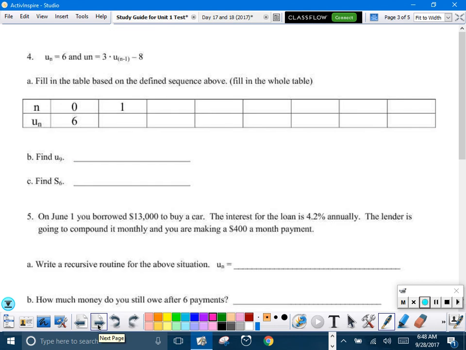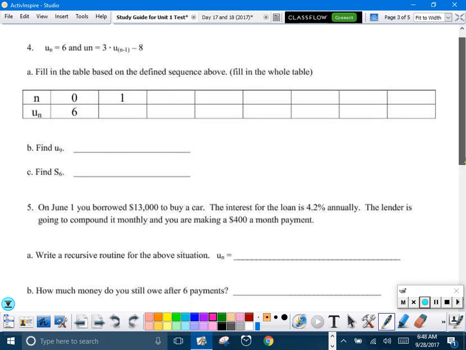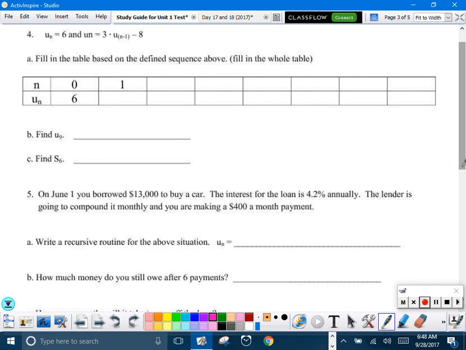All right, next one. So again, we can see from up here, this really should say 0 right there. Sorry, there is a typo. That should say u sub 0 equals 6. Okay, finish the top row.